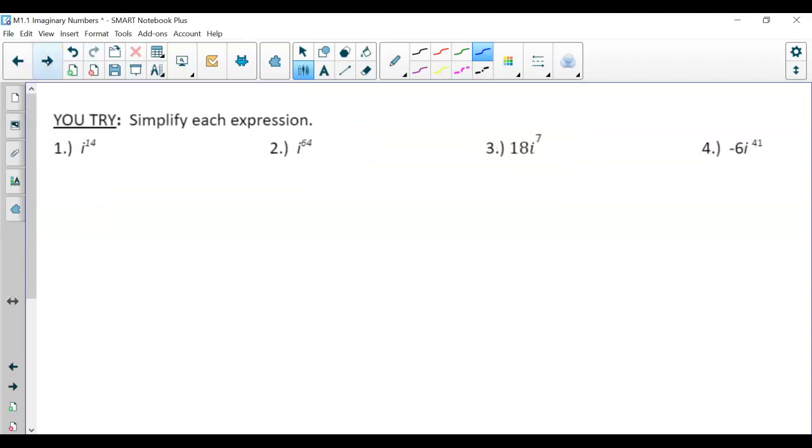So go ahead and pause the video now and try these 4 U-tries on your own. And here we go. For the first one, when you divide by 4, you get 3.5. Well, 0.5 is 2/4. So that's i to the second power, which is just -1. So for the first one, you should have just gotten -1. Now, when you divide 64 by 4, you get a whole number of 16. There was nothing, so this is i to the 0.